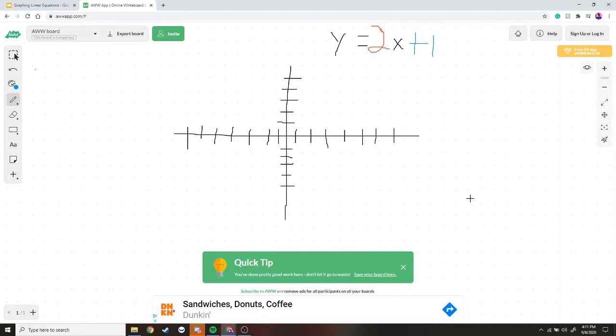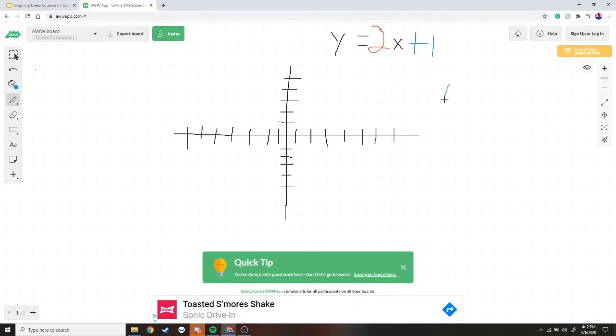Here we have the equation y is equal to 2x plus 1. Now we can see that this is in slope-intercept form, meaning that we can find the slope and the y-intercept of the function. So to plot a linear equation, we have to plot 2 points and then connect a line between them. The first thing we're going to do is search for the easiest point, which is the y-intercept. Here we can see that we have a b component of positive 1.